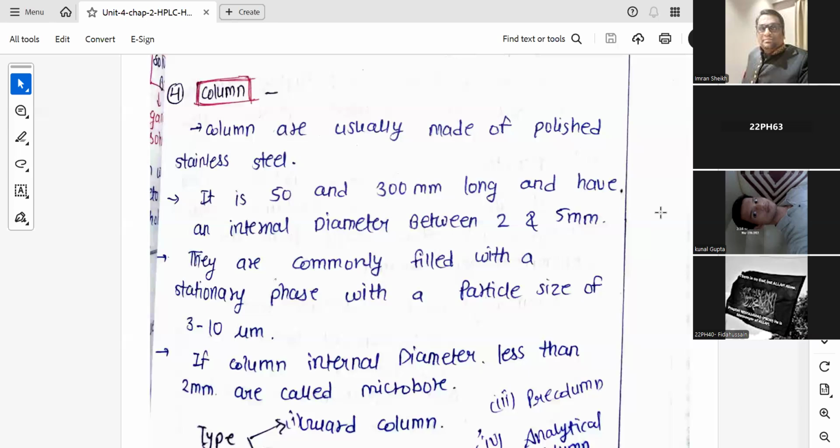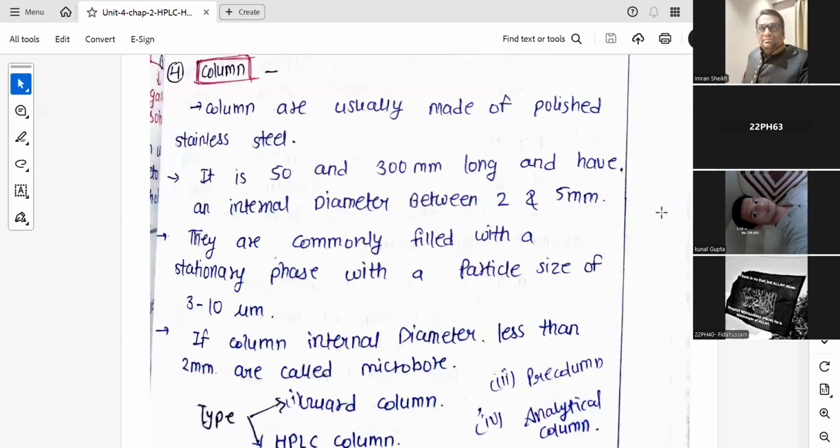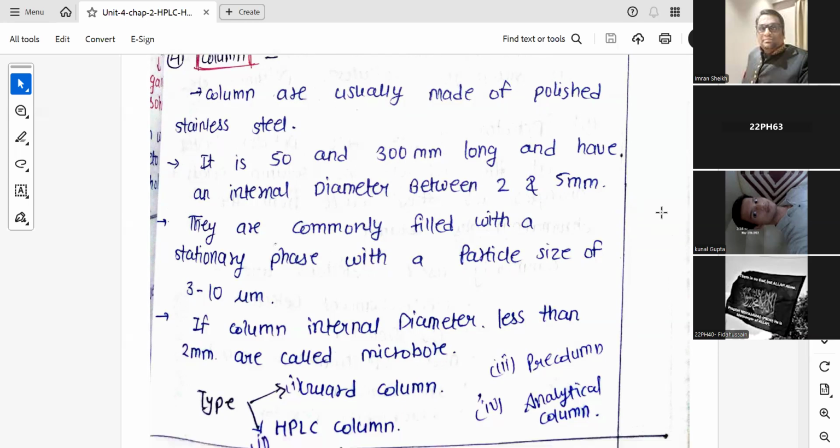I repeat, the columns are usually made up of stainless steel. MCQ number 1 can be asked. What is the length of the column? It should be around 50 to 300 mm. What is the internal diameter expected? It should be around 2 to 5 mm. So this can also be asked in your MCQs. Thereafter it should be commonly filled with the stationary phase. Particle size should be around 3 to 10 micrometers. And if the column internal diameter is less than 2 mm, then it is called the microbore. So this question can also be asked.